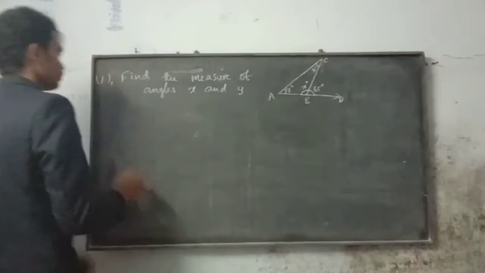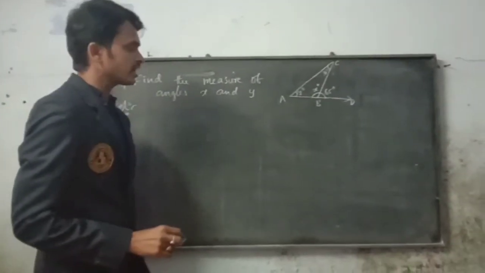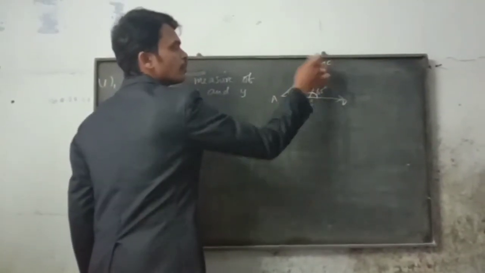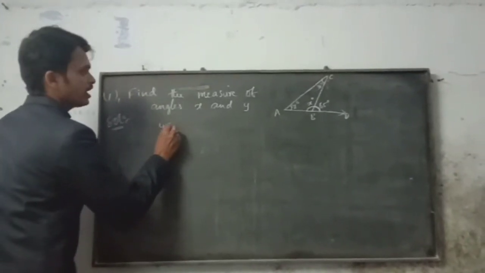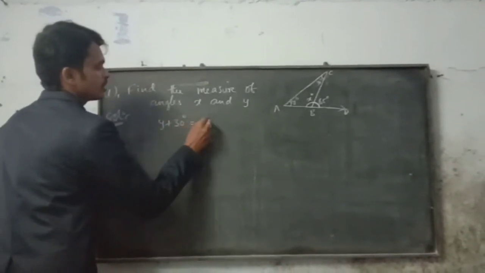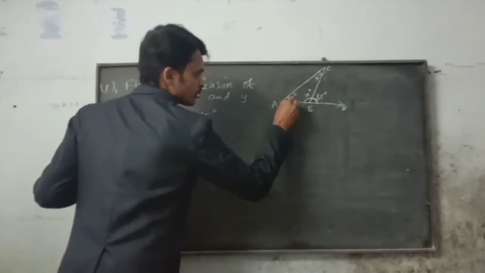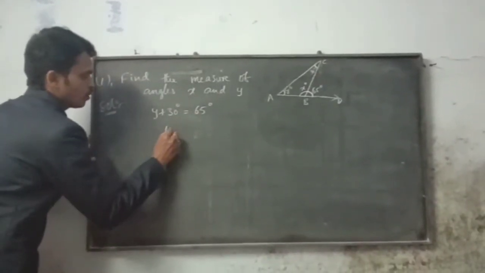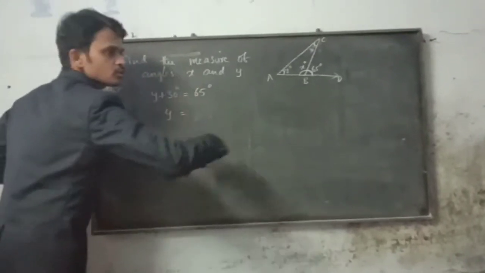One property of a triangle: the exterior angle is equal to the sum of the two opposite interior angles. Then we can write y plus 30 degrees is equal to 65 degrees. Then y plus 30 is equal to 65 degrees. Now y is equal to 65 minus 30 degrees, transposing 30 degrees from the LHS to the RHS.